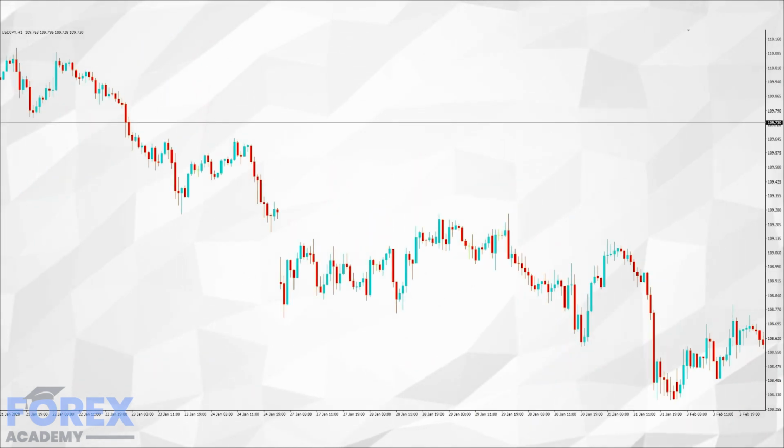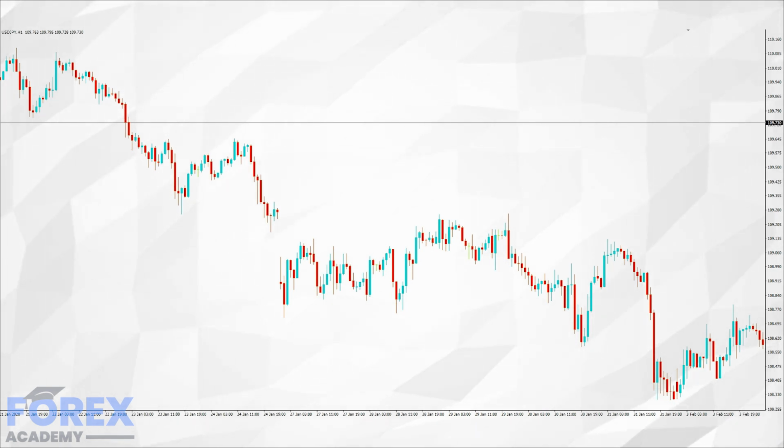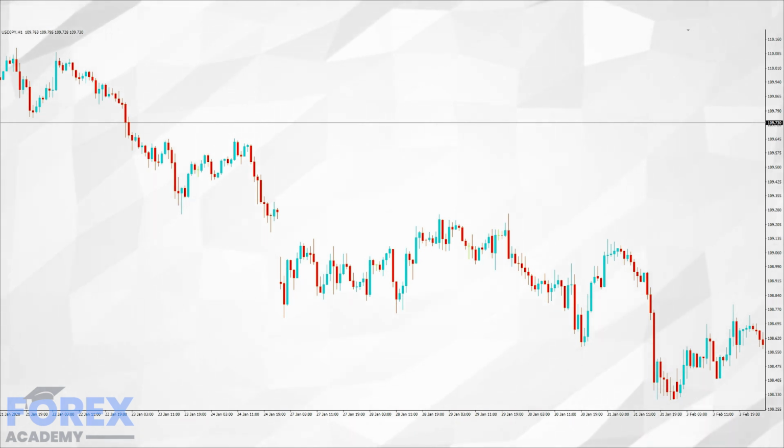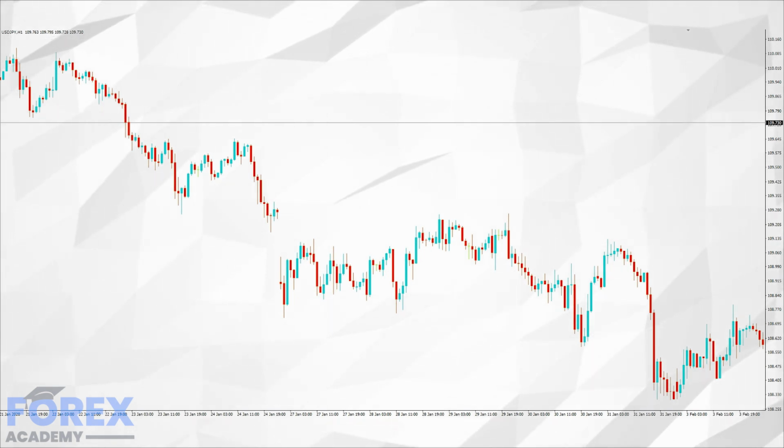Example A is a 1-hour chart of the USD-JPY pair with only price action in the form of Japanese candlesticks, blue for bullish or up and red for bearish or down. On the face of it, although there seems to be a general bias to the downside, it would be fairly difficult to pinpoint where to enter as the hours roll by.